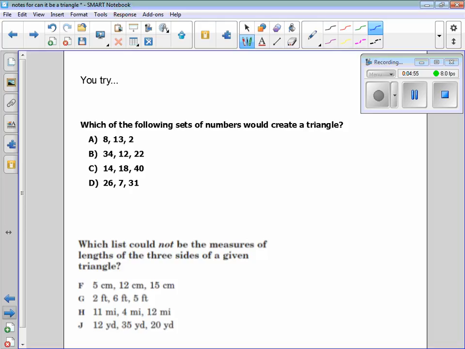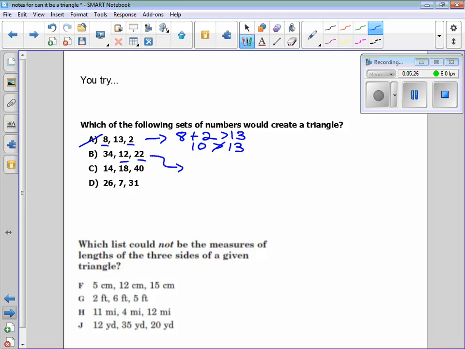Okay, so you should have worked these out. So looking at the first one, which of the following sets of numbers would create a triangle? So you go through each one. Shortcut method is to add the two smaller sides. 8 plus 2 should be greater than 13 for it to be a triangle. 8 plus 2 is 10, but that's not greater than 13, so A is not a triangle.